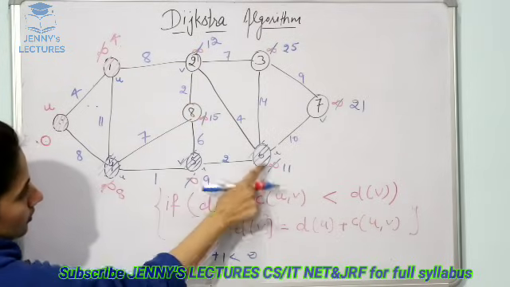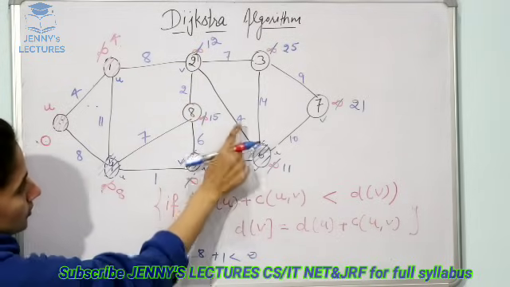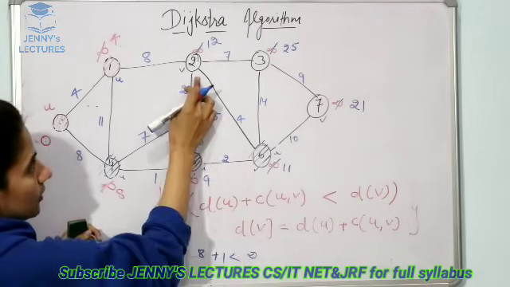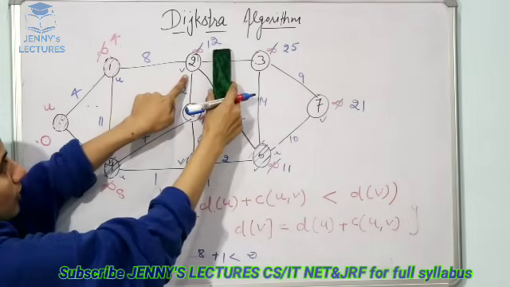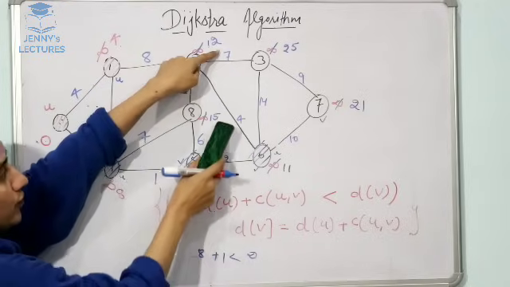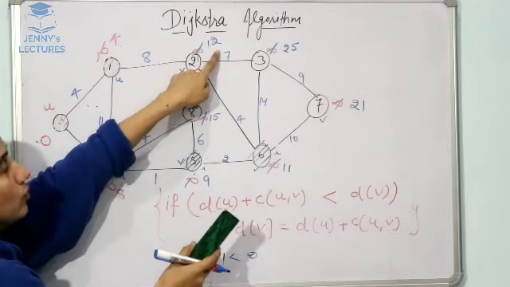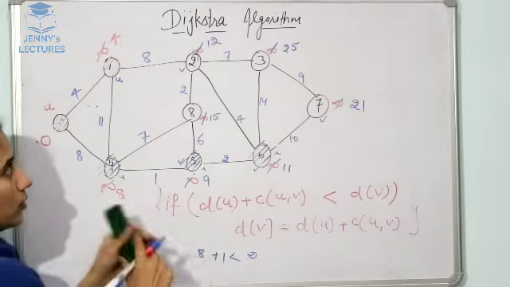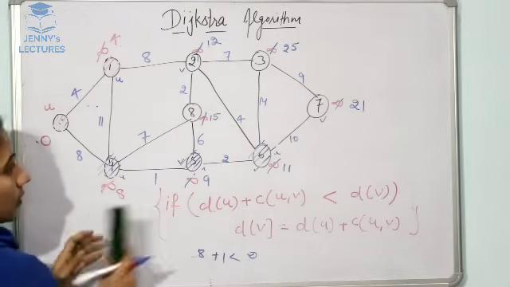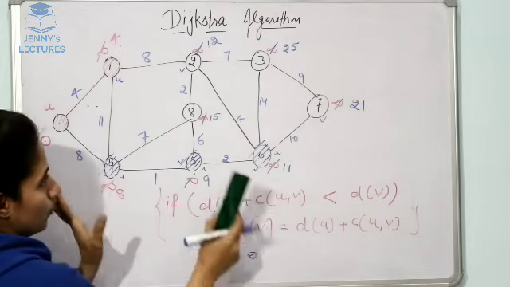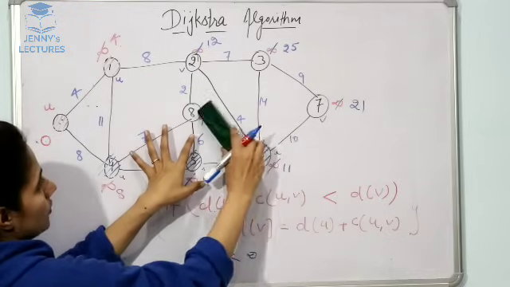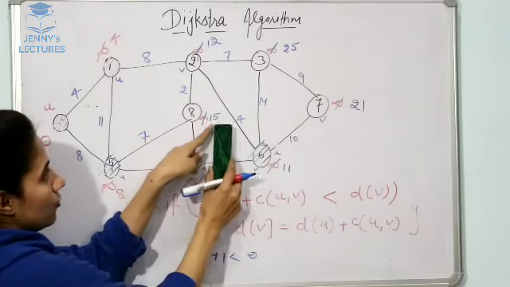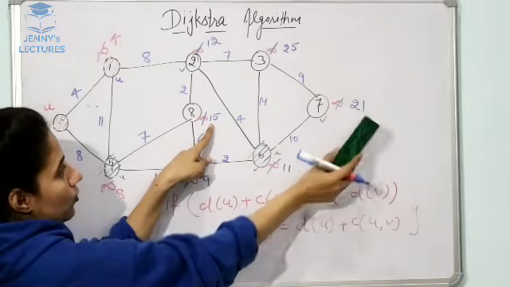Check out 11 plus this edge is having distance 4. 11 plus 4 is what? 15. Fine. But here 2 is already having 12 and 15 is greater than 12, so we will not update this distance. This will leave it as it is. Any other you can update? No. Okay. Now, out of these 4 unvisited nodes, which is having the shortest distance: 15, 12, 25 and 21.